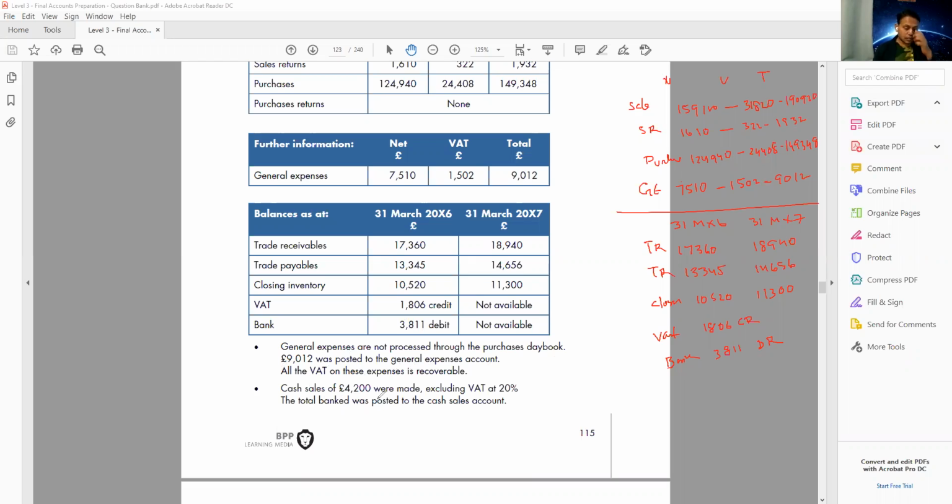Cash sales of 4,200 were made, excluding 20% VAT, and the total bank receipt was posted to cash sales. So we need to find the VAT. How much is the VAT on cash sales? It's already posted, but the VAT is excluded. It doesn't matter whether it is a cash sale or credit sale, we have to pay the VAT. So let's do this one, 4,200 times 20%, that is 840. That is the VAT we have to pay. Okay, so let's move on.